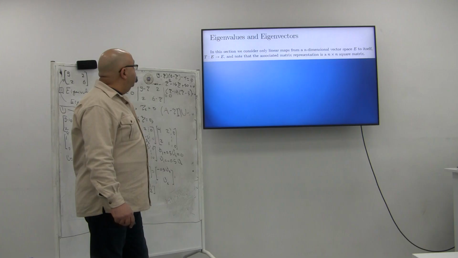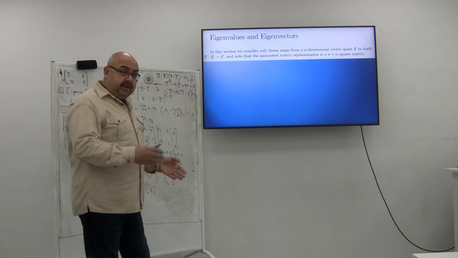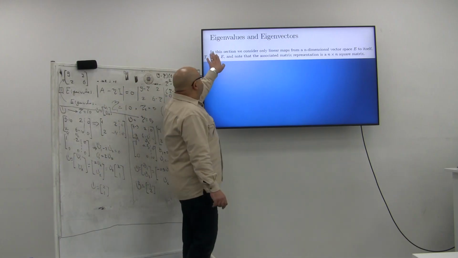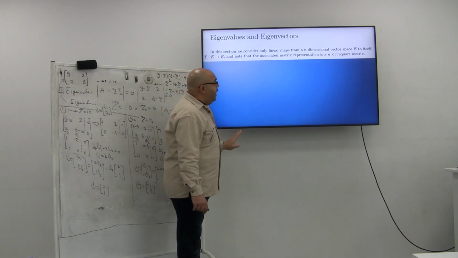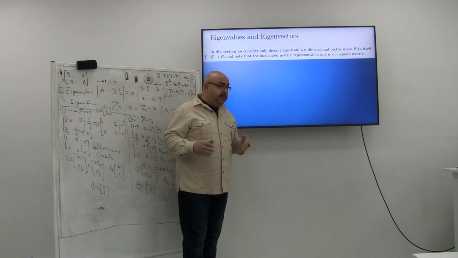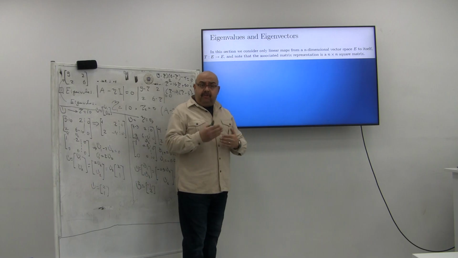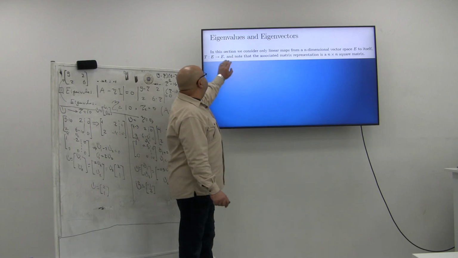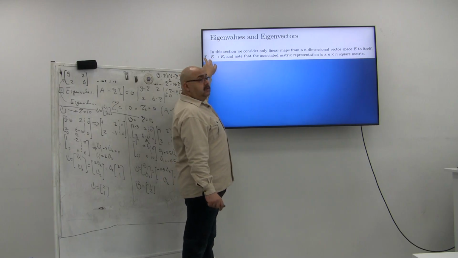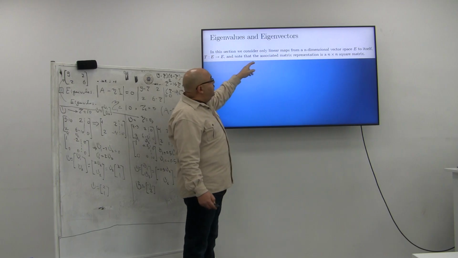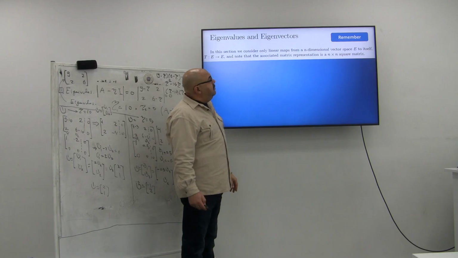It's very simple. I will read through these slides. He's saying in this section we consider only linear maps from n-dimensional vectors, so it's not 2 by 2, it's maybe 3 by 3, 4 by 4, or 5 by 5. We will just generalize the steps. The vector space E to itself: the eigenvalues and eigenvectors are considered in the mapping from a vector space into itself.